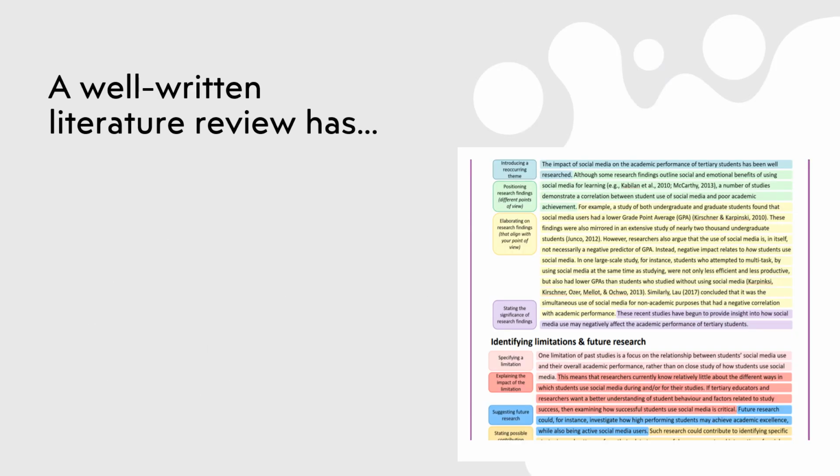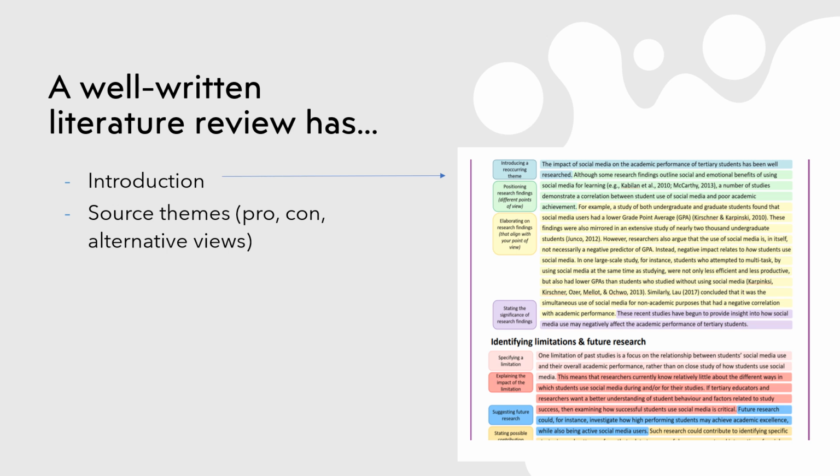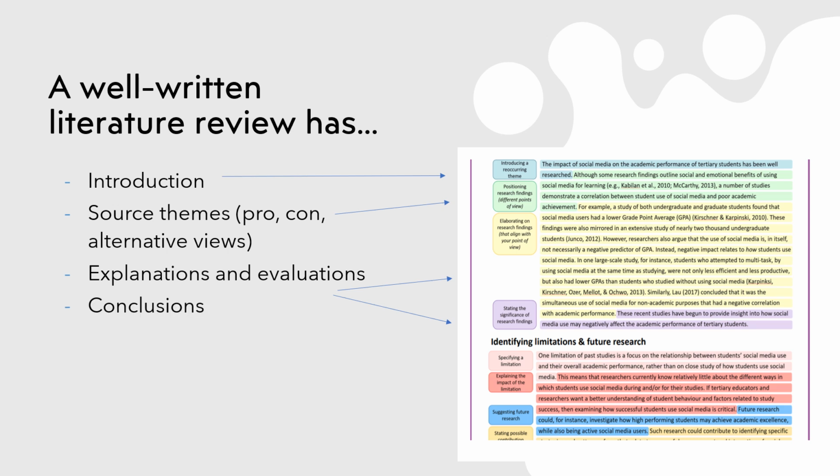A well-written literature review will have an introduction, source themes. These can be pro, con, or alternative. A literature review will have explanations and evaluations of the sources. And it will also have your conclusions.